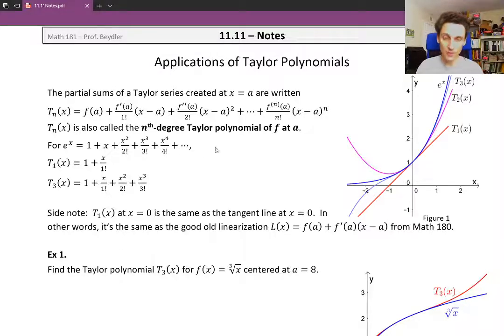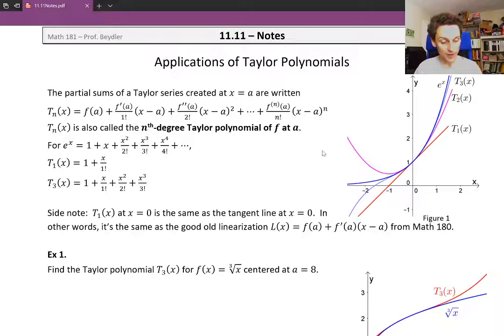If we stop adding and we don't add the infinite number of terms that come after, then it becomes a Taylor polynomial. So the first degree Taylor polynomial for e to the x would just be out to the x term, x to the first term. So that would be 1 plus x over 1 factorial, or you can just write 1 plus x if you wanted to. The third degree Taylor polynomial, that would be 1 plus x plus x squared over 2 factorial plus x to the third over 3 factorial. So it's not too bad.